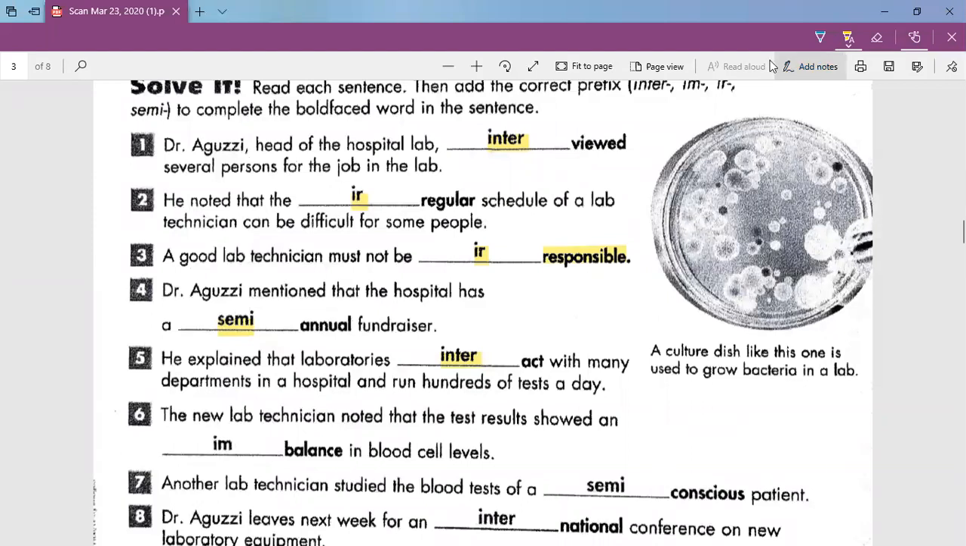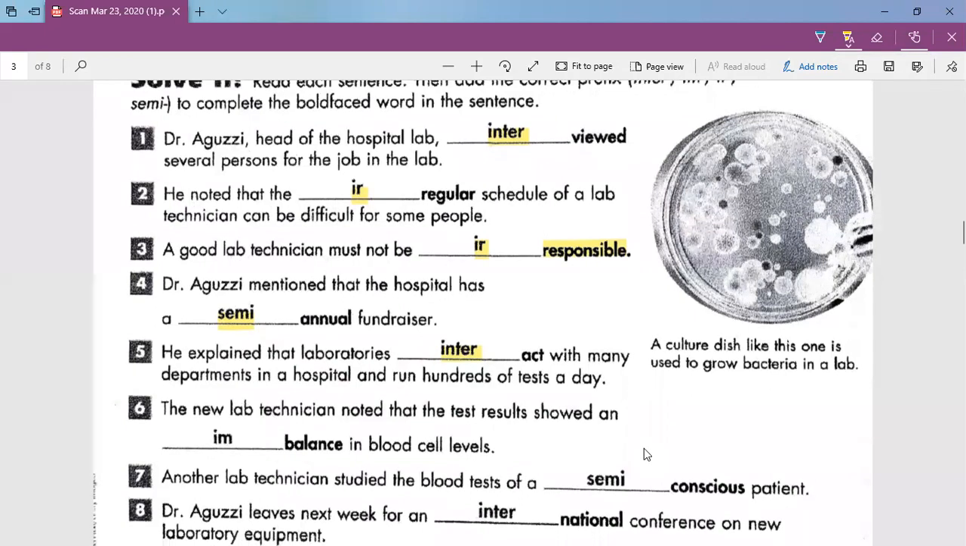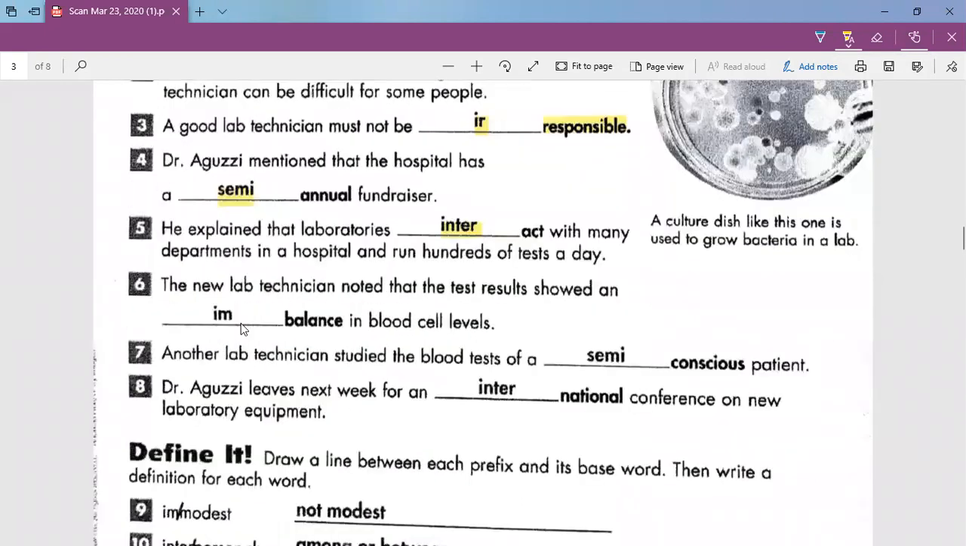Hold on, what's going on with my screen? All right, let me scroll down a little bit. So it's going to be im right here. For some reason, I can't do anything.